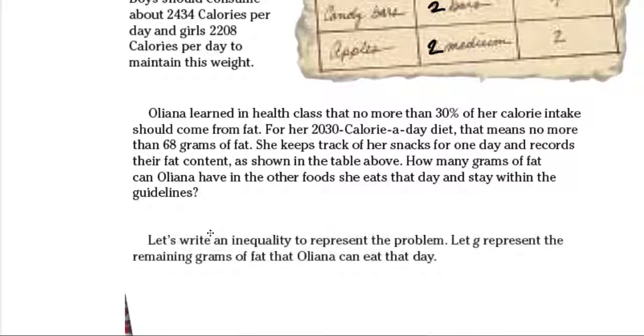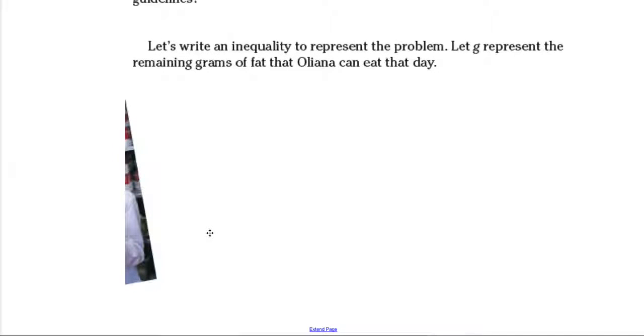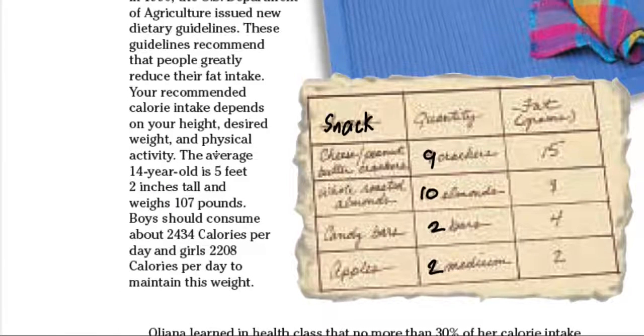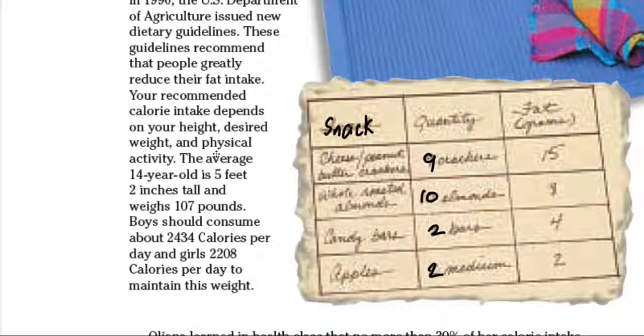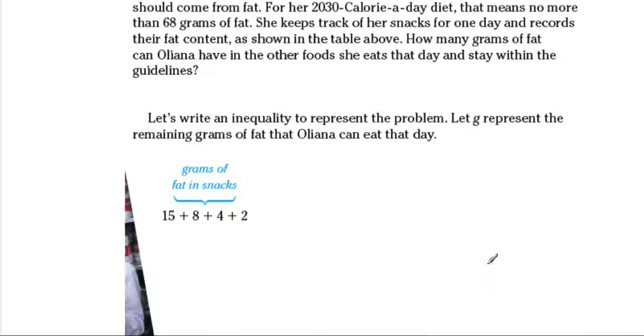Let's write an inequality to represent the problem. Let G represent the remaining grams of fat Oliana can eat that day. If we use the chart above, the grams of fat in snacks would be 15 plus 8 plus 4 plus 2, because that would be 15 grams for cheese and peanut butter crackers, 8 grams for whole roasted almonds, 4 grams for candy bars, and 2 grams for apples.